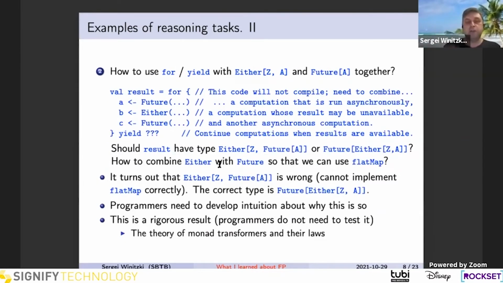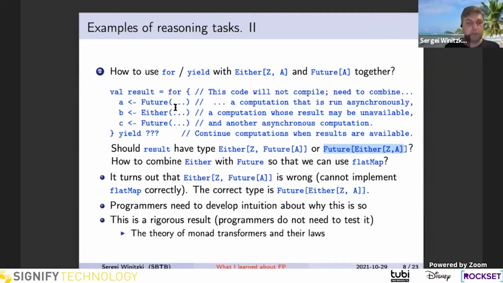Second example, I want to combine future and either together. How do I combine them? Well, I need to write code like this. Maybe I have a future, I have an either. This, of course, won't compile. So what do I do? How do I combine either and future? Do I combine them like this, or do I combine them like this?